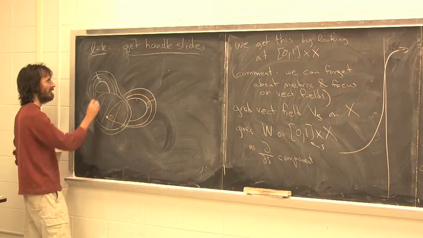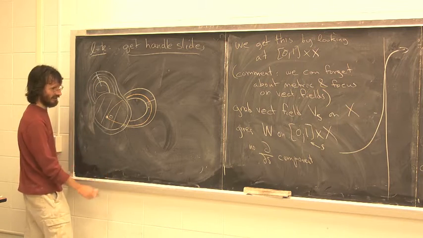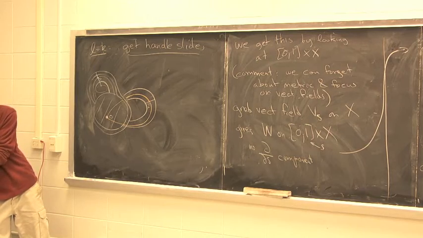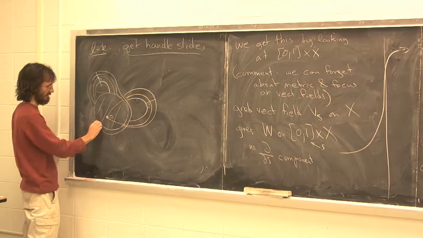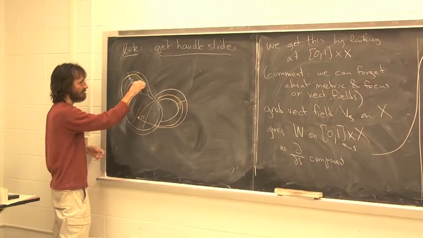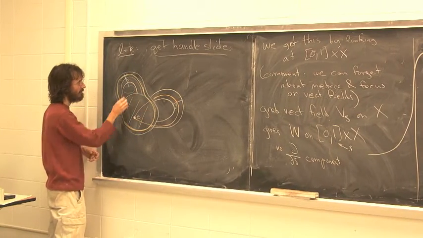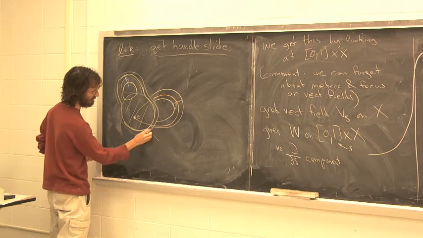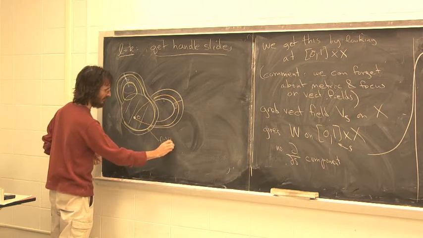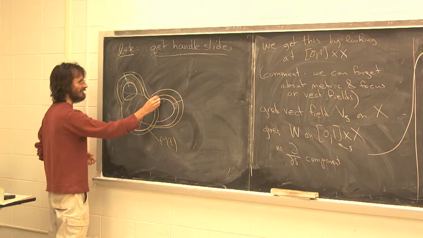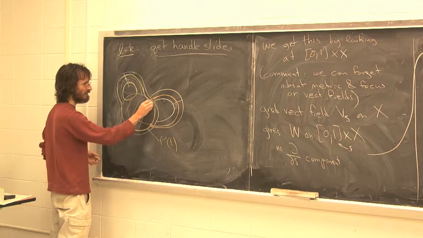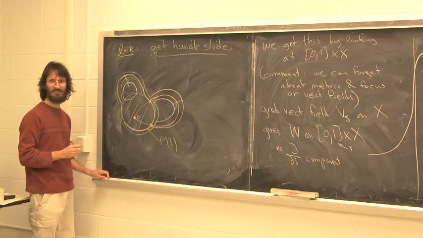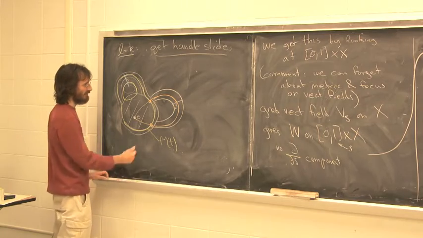This level set here. So this would be F versus T. And I have a descending manifold hitting at 2 points, an ascending manifold hitting at 2 points, and they're disjoint, right?